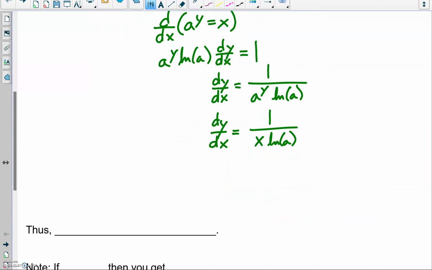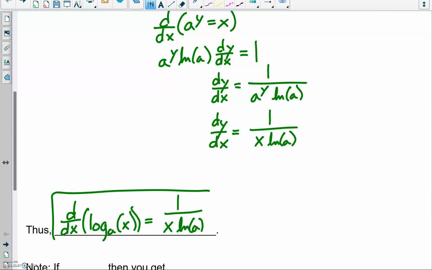So to put this together then, the derivative with respect to x of log base a of x is going to be equal to 1 over x natural log of a. And that's the important thing to remember here.